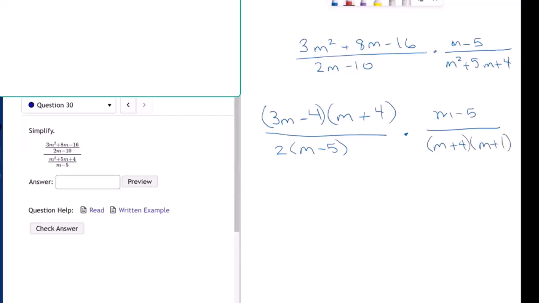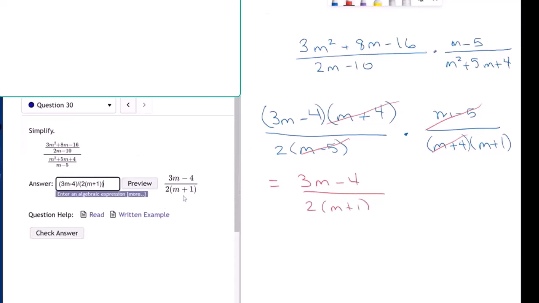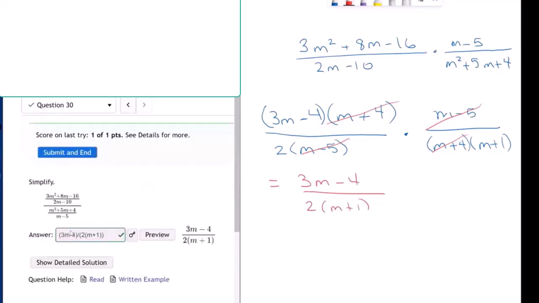First thing I want to do is cancel everything I can. There's an m minus 5 over m minus 5. I have an m plus 4 over m plus 4. It looks like that is all I can cancel. So we have 3m minus 4 divided by 2 times m plus 1. 3m minus 4, 2m. Okay. And there you have it.